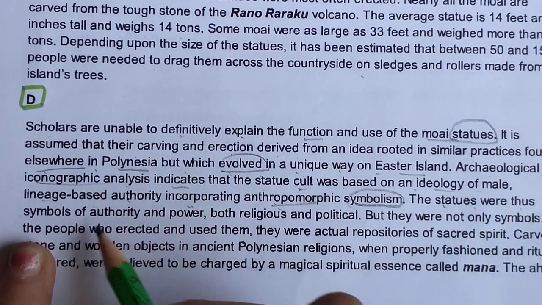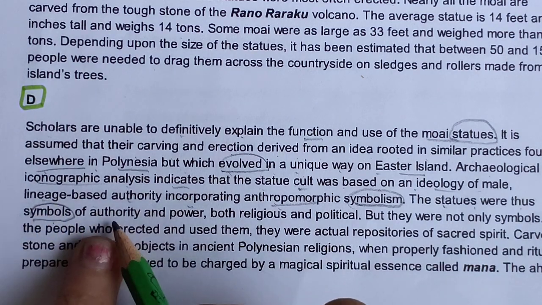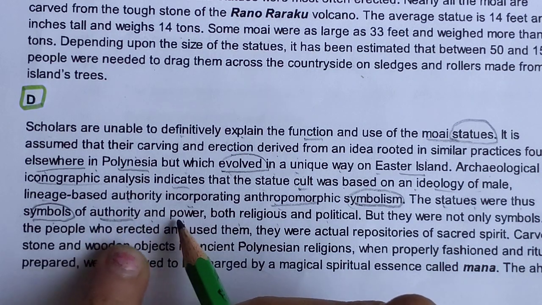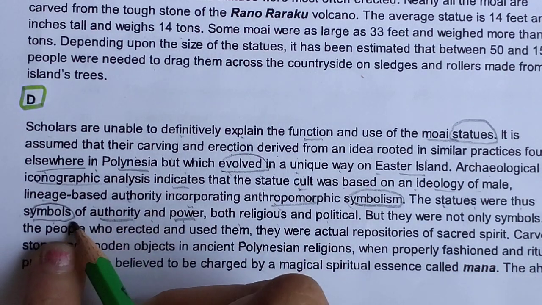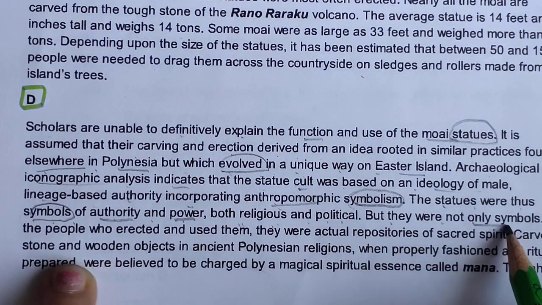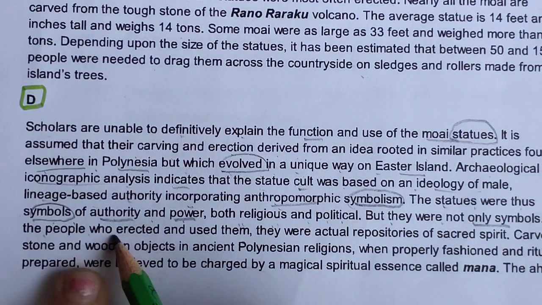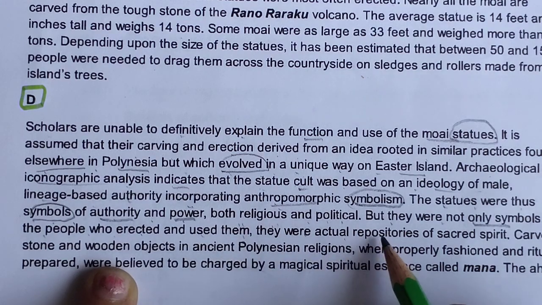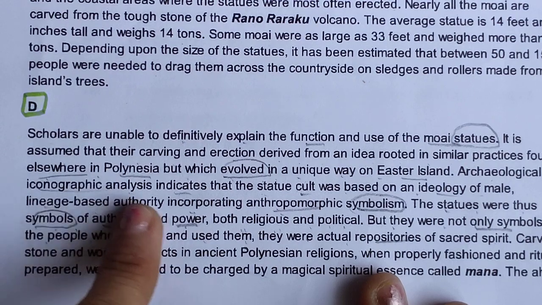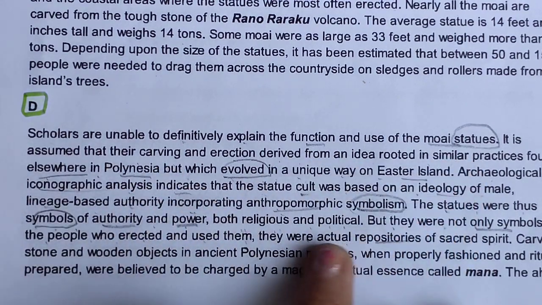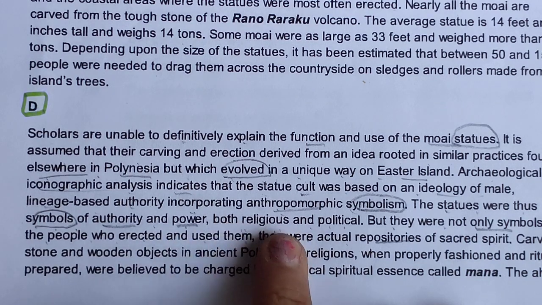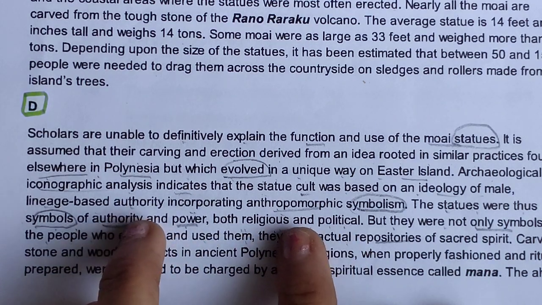The statues were the symbol, also of authority and power, both religious and political. So this was there in the list of headings. Both religious and political, but they were not only symbols. To the people who erected and used them, they were actual embodiments. Okay, so we have come to know that they are talking about statues. They were symbols of authority and power, both religious and political, meaning they were combining something.